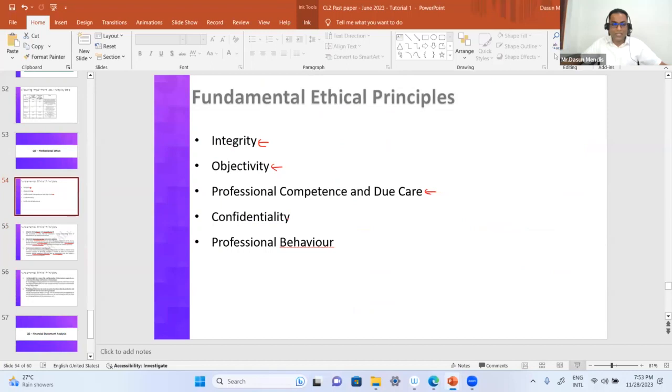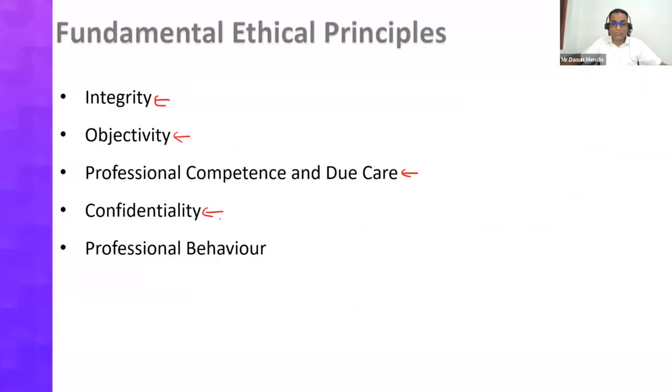So what does confidentiality mean? You should not reveal information that you acquire in your professional and business relationships without having proper and specific authority, right? So here, the audit manager doesn't have any authority to disclose this information, but he has done that, right? So what is breached? What fundamental ethical principle is breached?